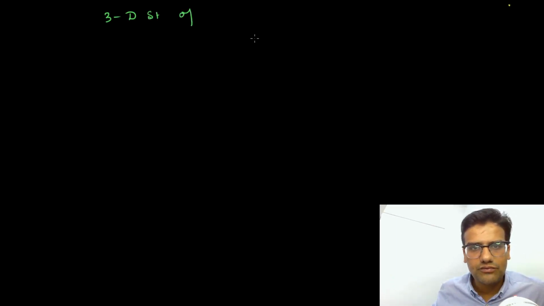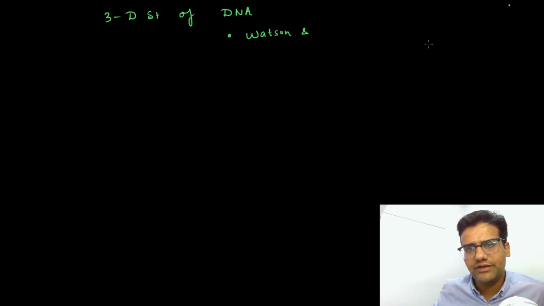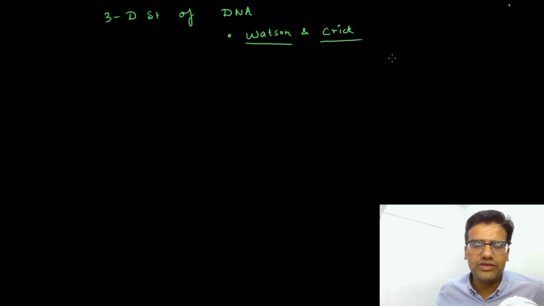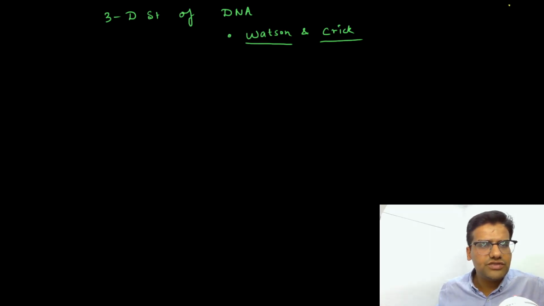Now we will learn the structure of a DNA molecule. So let's start with the three-dimensional structure of DNA. The three-dimensional structure of DNA was basically given by Watson and Crick. This three-dimensional structure of DNA, given by Watson and Crick, is based on two things. It is based on Chargaff's rule.